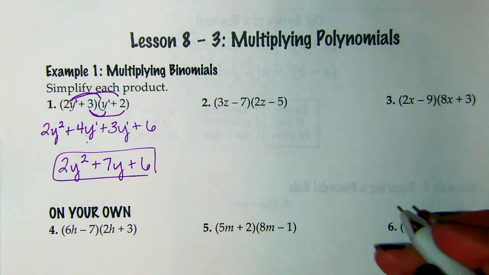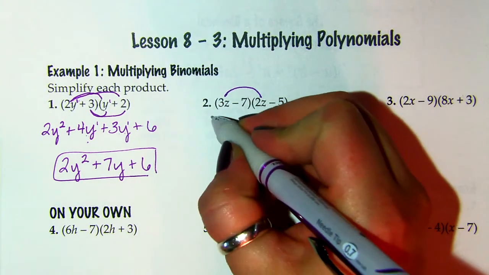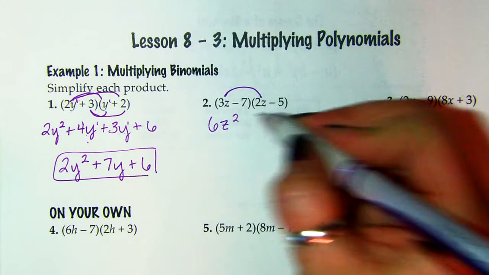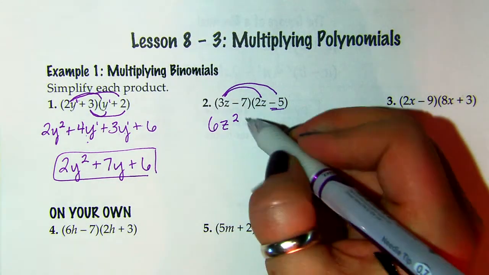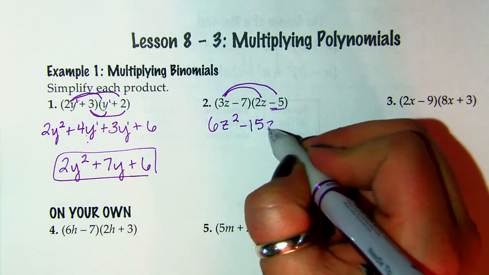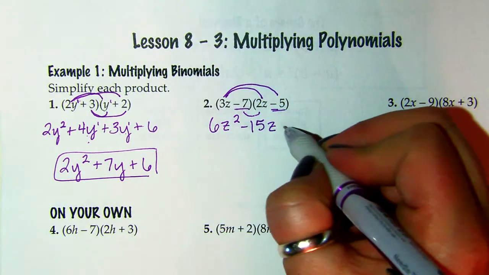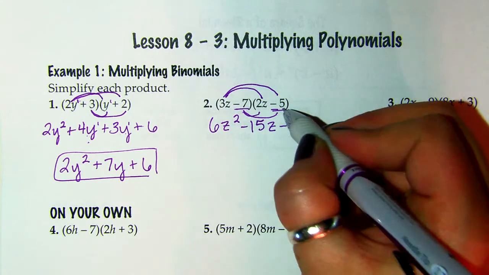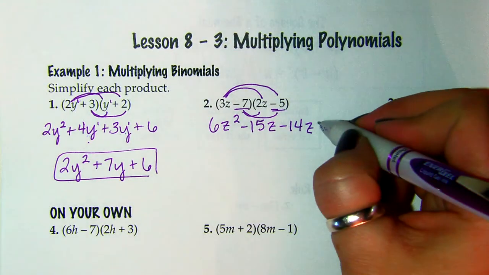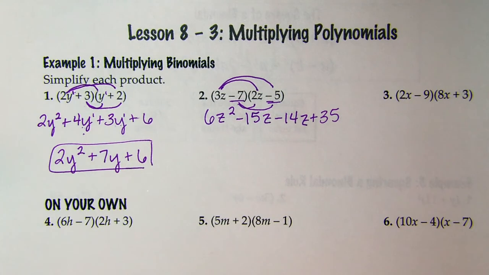Number 2, same thing. So distribute the 3z. So that's 6z squared. 3z times negative 5, make sure you get that sign. So that's negative 15z. Then distribute the negative 7. So negative 14z. And then negative 7 times negative 5 is positive 35. So again, make sure you're careful on your signs when you've got negatives.